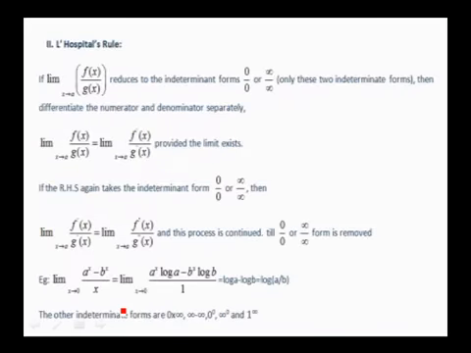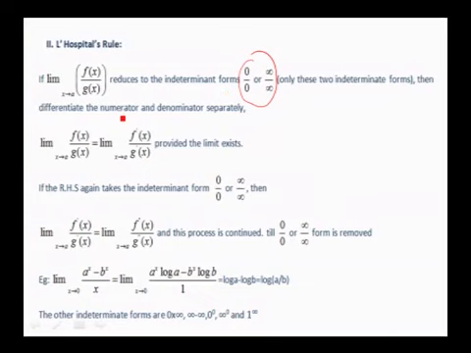Next is L'Hopital's rule. Many students read this as L Hospital's rule, but he is a French mathematician. It should be pronounced as L'Hopital's rule. This is a very important tool in finding the limits of functions, because if the limit of f(x) by g(x) as x tends to a takes the form 0 by 0 or infinity by infinity, that's very important. Only when it takes the form 0 by 0 or infinity by infinity can you apply this rule.